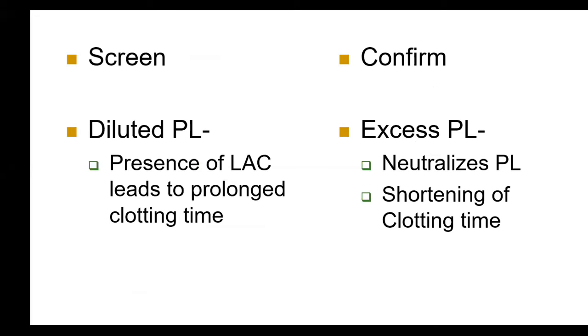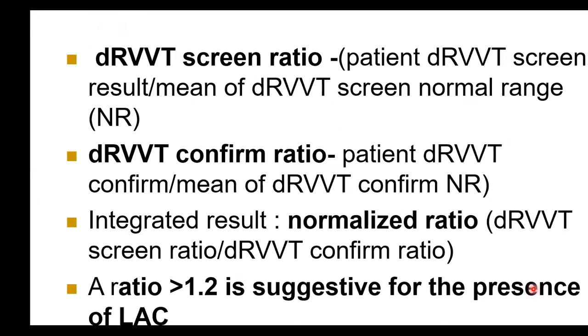So by screening through DRVV, we know that there is an inhibitor which is sensitive to low levels of phospholipids. The next level is to confirm it, as the recommendations say, and confirm the dependence on phospholipids. In DRVV confirm, excessive phospholipids are supplied which neutralize the lupus anticoagulant, and therefore the clotting time reduces. So if it is prolonged in the screen and reduces in the confirm, then it is clear-cut evidence of lupus anticoagulant.